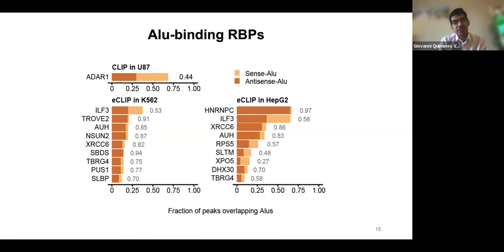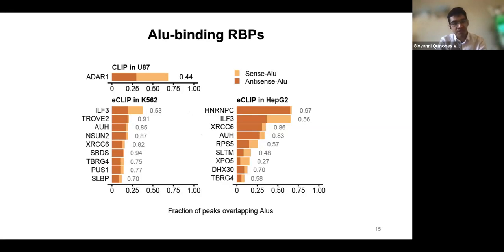And when we look at the different RBPs that also bind to Alu elements, we also find ILF3, which has a similar pattern where it binds around half of the time to sense and half of the time to anti-sense Alus in the two cell lines. So similarly, this also suggests that ILF3 is binding to these double-stranded regions. That also explains the proximity to the binding of the differentially edited sites.